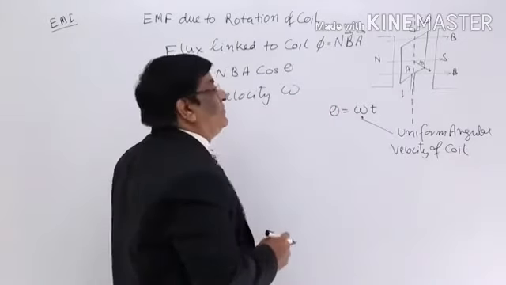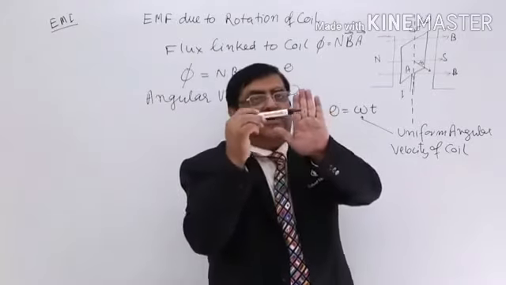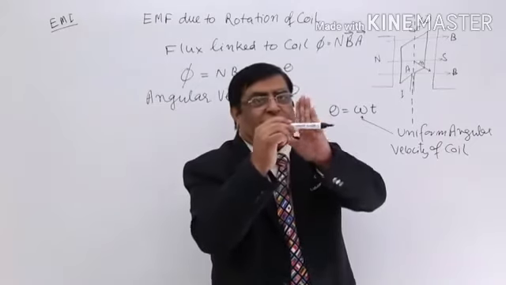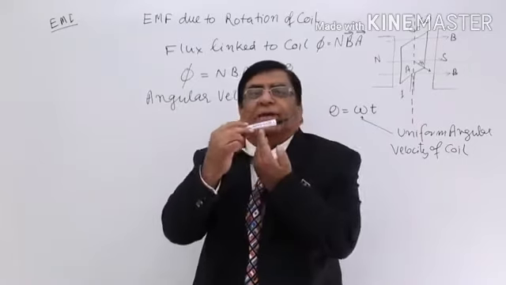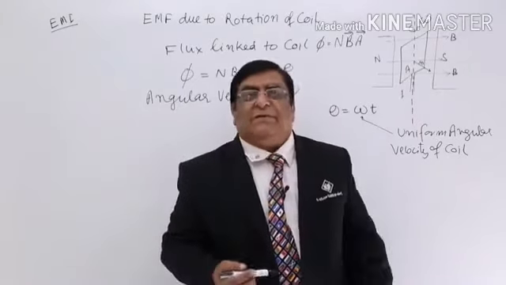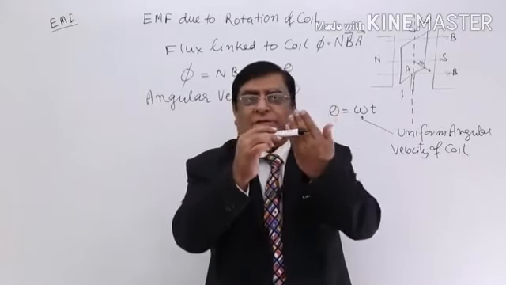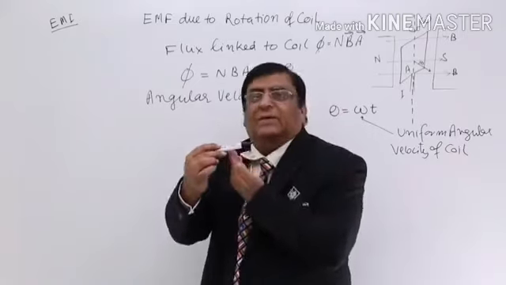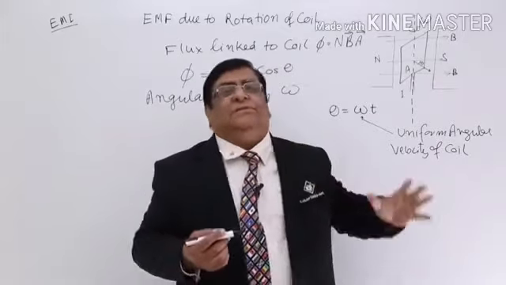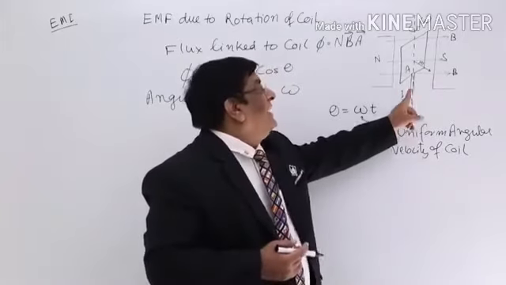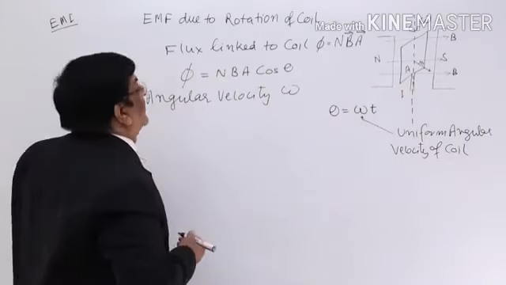Now you can realize when the coil is rotating in this direction, here no flux is linked to it. When it rotates, 100% flux is linked to it. Again no flux, again 100% flux. So once flux linked is 0, then it is phi naught, 0, minus phi naught, 0, plus phi naught, 0, minus phi naught. So flux keeps on changing, and due to change of flux an EMF is induced between these two, and that is the EMF we want to calculate.